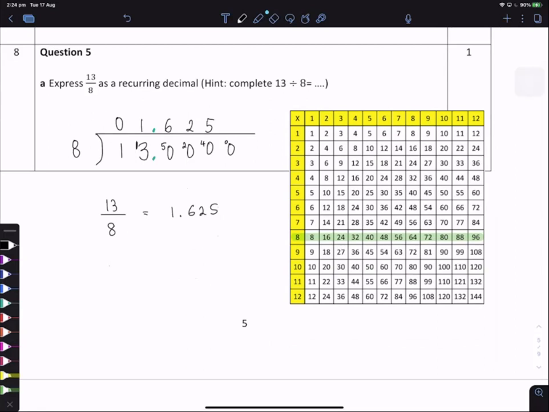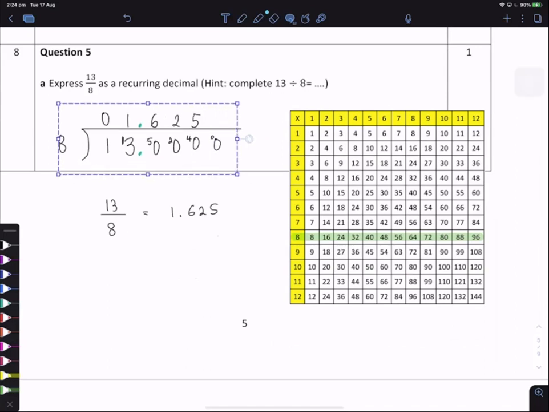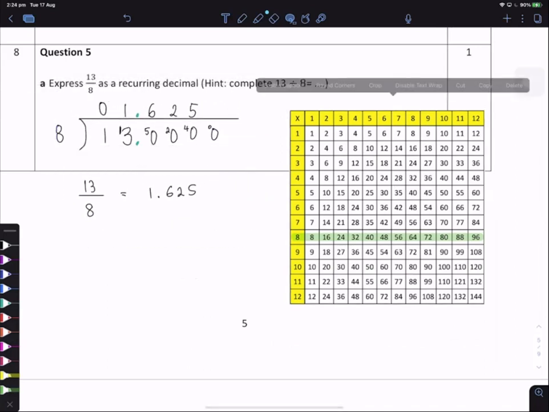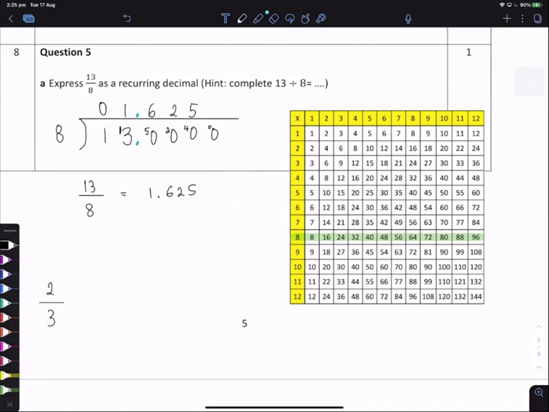I want to try another question with you, just on this note here, just as a bonus one, yeah? I want you to see if we can do 2/3 as a recurring decimal. So how would you set this up? Where would the 2 go and where would the 3 go?